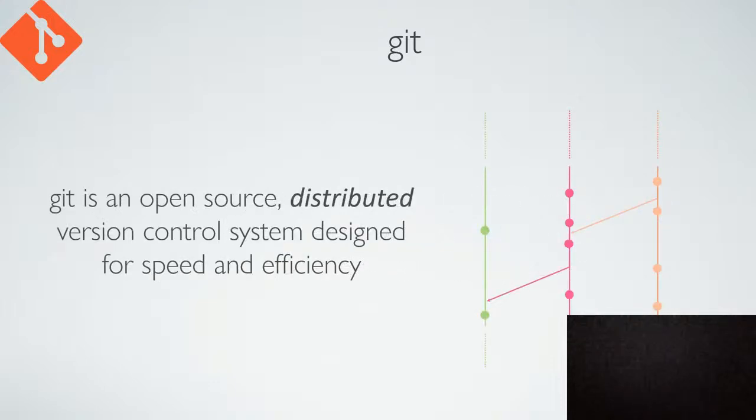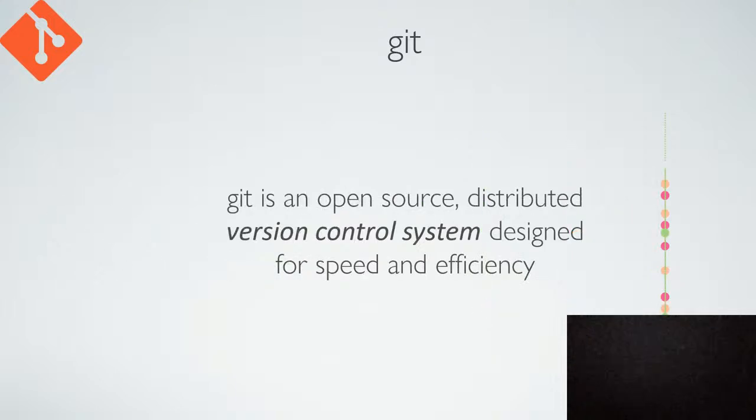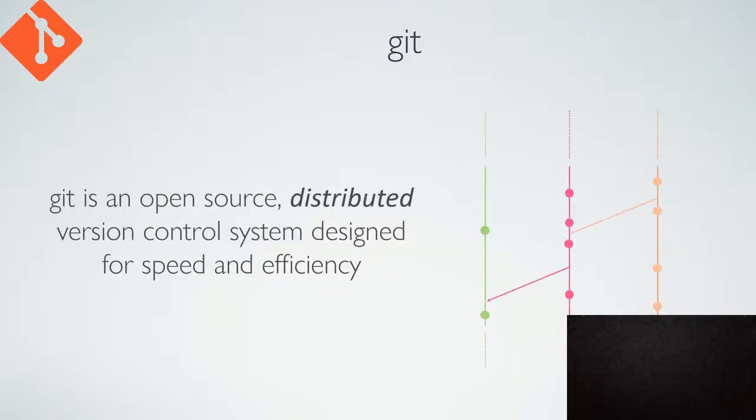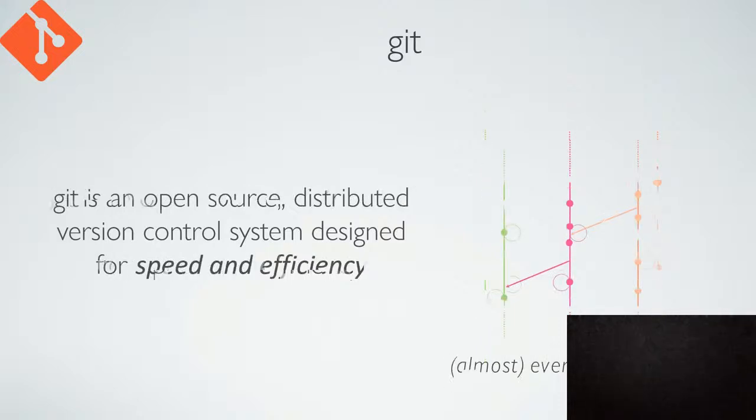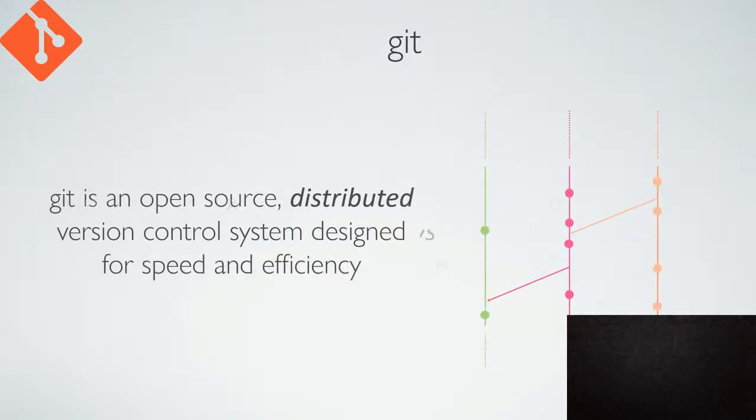as I already mentioned, Git is an open source distributed version control system designed for speed and efficiency. You can observe the images here.